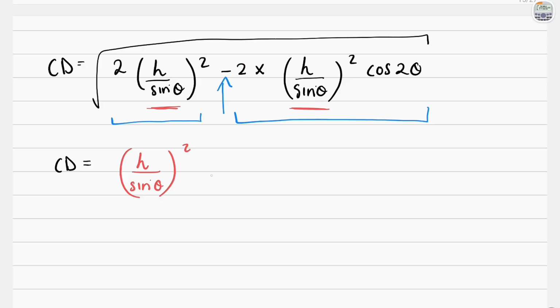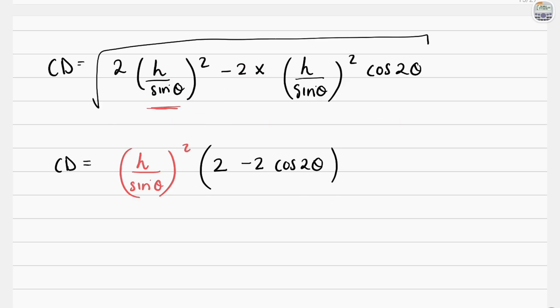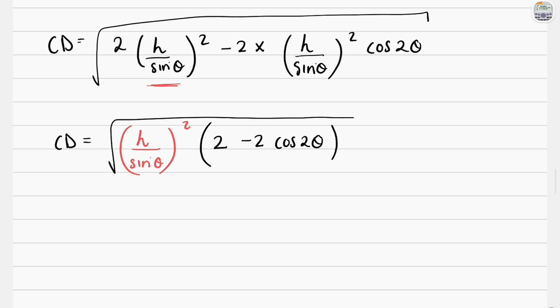So what is left in this radical? What we will be left with in the first term, as you can see, is just that 2. So we have the 2 there. And then in the second term, what are we left with? If we take this out as a common factor, you're left with this minus 2 and then cos 2 theta. Okay, that's what we're left with. So this is what this looks like right now, and it's still being square rooted.